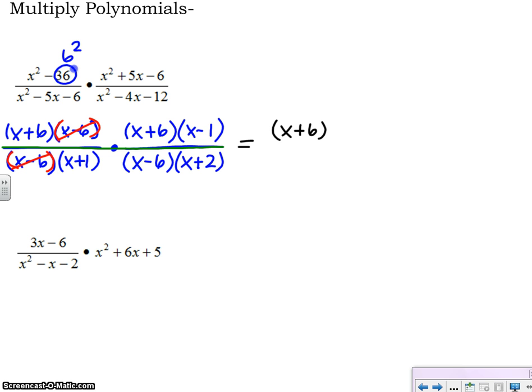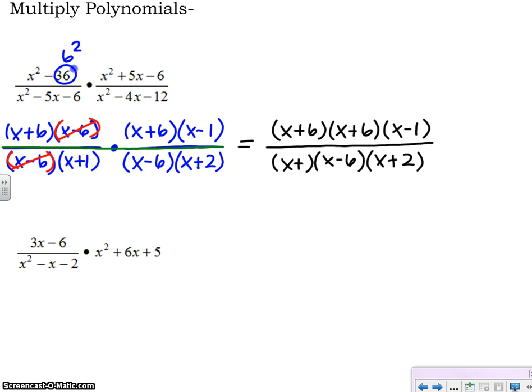And you can either put squared or times x plus 6 again, and then x minus 1. And then our denominator will be x plus 1 times x minus 6 times x plus 2. If you would like to FOIL those or multiply them all back out, you go right ahead. We are definitely not going to make you do that this year.